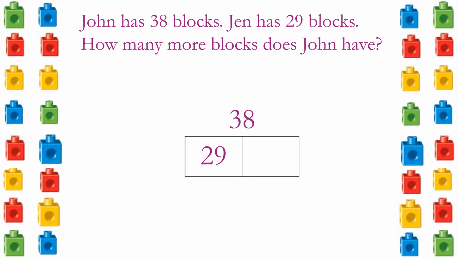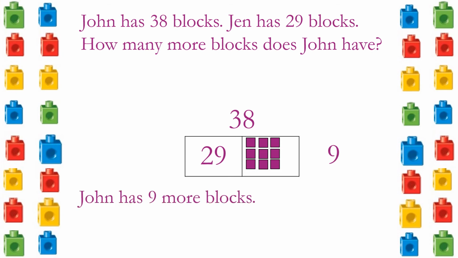Well, I'm going to use this little bar diagram. 29, 30, 31, 32, 33, 34, 35, 36, 37, 38. So 29 plus 9 equals 38. John has 9 more blocks, or Jen has 9 fewer blocks.